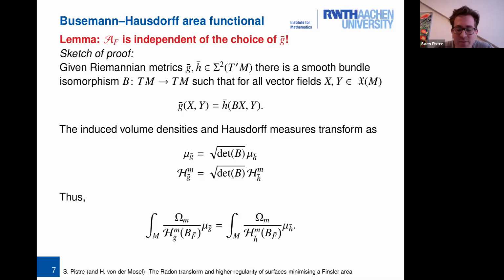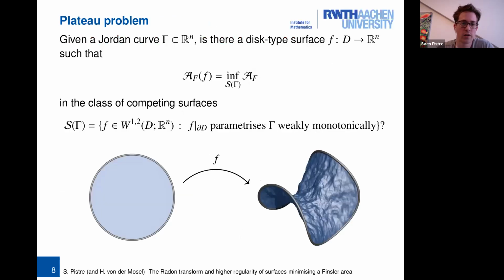Okay, all right. Great, so moving onwards then, we have defined the functional and we want to look at the minimization problem. So here I look at the Plateau problem. For those of you who do not know this problem, let me just give you a quick introduction. Here you're in Rn and you have this boundary curve, on the right here, this boundary Jordan curve gamma. And you ask yourself, is there a surface which minimizes a given functional, in my case the Busemann-Hausdorff functional, amongst all surfaces which span this boundary curve?